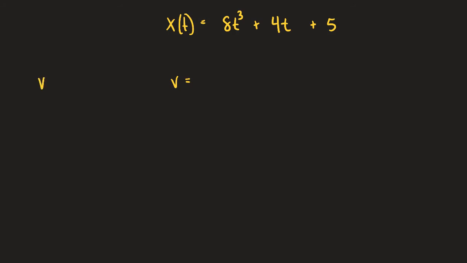Remember, velocity will be the derivative of position with respect to t. So take a minute, see if you can do this, and then we'll come back together and talk about it. So, who wants to just shout out what that first term's going to be? There you go, 24t squared. Great. Next term? Plus 4. Next term?